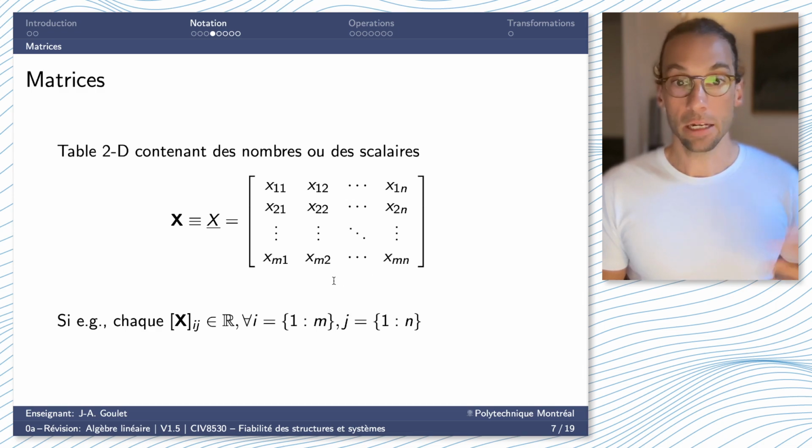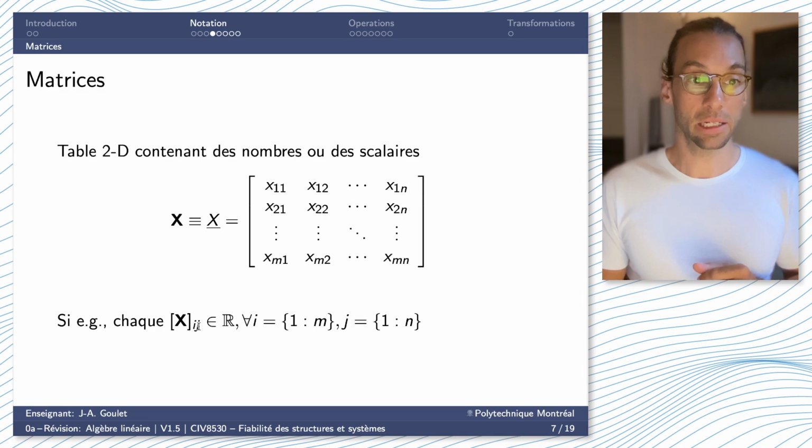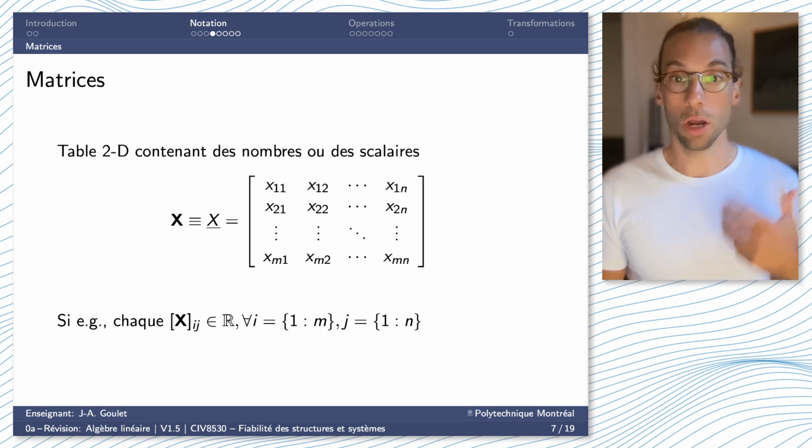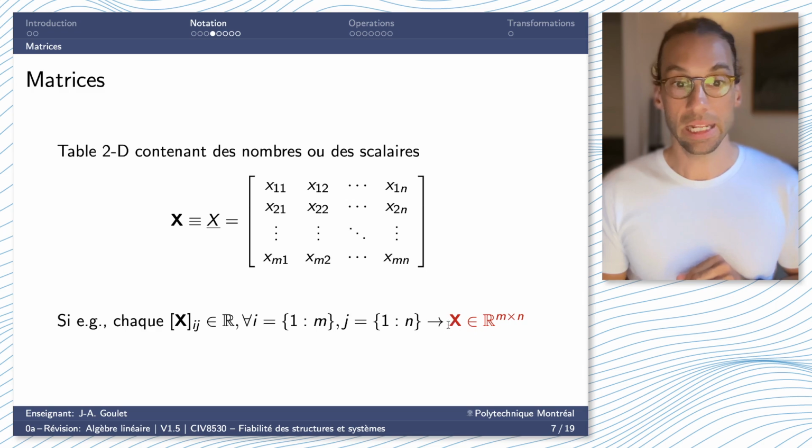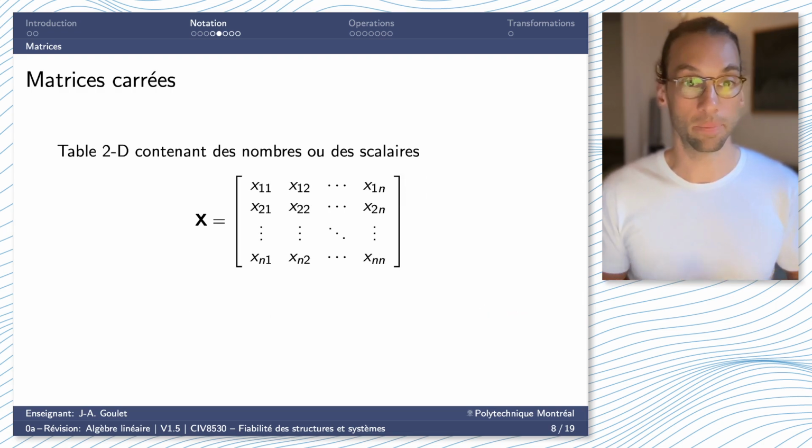We can say again, analogously to what we did for vectors, that the ith and jth indexes of x belong to a real space, or equivalently, for all i from 1 to m, the row indexes, and for j from 1 to n, the column indexes, we can say that x belongs to an m by n space, so m lines and n columns that are all in the real domain.